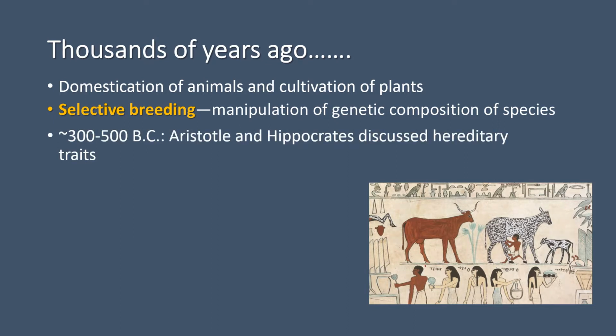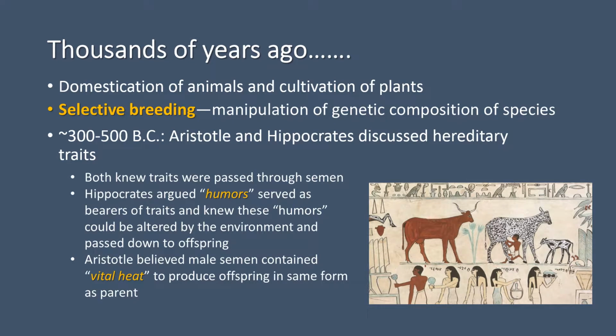Aristotle and Hippocrates discussed heredity traits long ago. They both knew that traits were passed. I mean, since we've been people, we've always at least been able to observe that our children look like us, so we've always known that traits get passed down. Hippocrates argued that there were these humors, and that's where the traits came from. And he even argued that these humors could be altered by the environment. So that was pretty good that he figured that out.